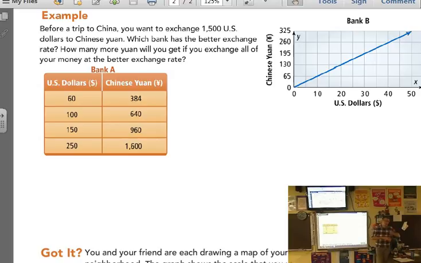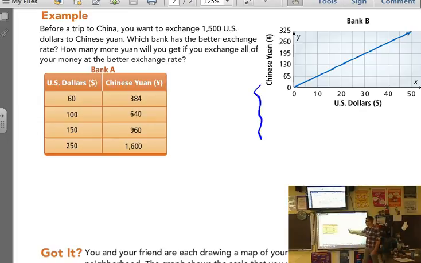We're going to go travel to China. China uses, and I always say this wrong, it's not the yen, it's the yuan. I can't say it, but it's the yuan or something. Their currency. Now, we have two different banks that we can go get our money converted at. We're going to exchange our money at either Bank A or Bank B.